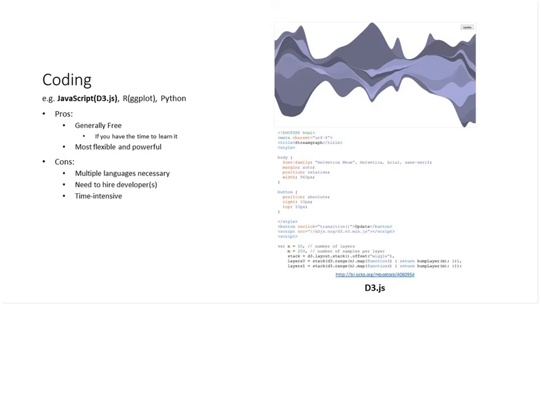D3 stands for data-driven documents, and it's really kind of the leader in the online interactive visualization space. There's a variety of packages out there for R, Python, etc. that can do some similar stuff. So it can be extremely powerful, very flexible. It has very obvious cons. You're either going to have to spend the time to learn this yourself, or you're going to have to hire someone who already knows how to do this, and that can be expensive and time-consuming.